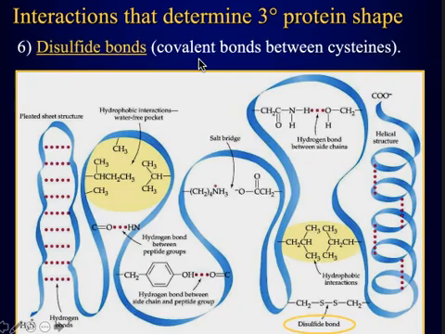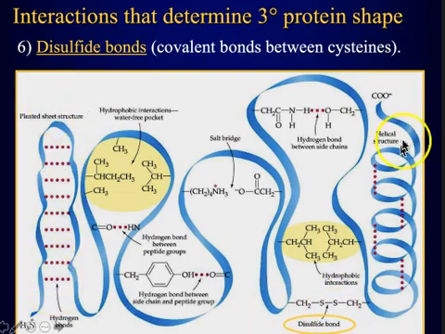Another one is a disulfide bond. We once again looked at that in, I believe, chapter 14. Two sulfurs can interact to form a disulfide bond. So if I have a sulfur on one chain and a sulfur on another, they can actually interact and covalently bond to each other.